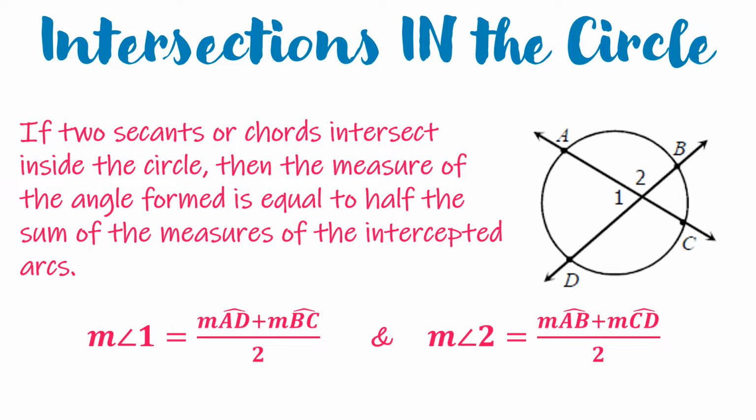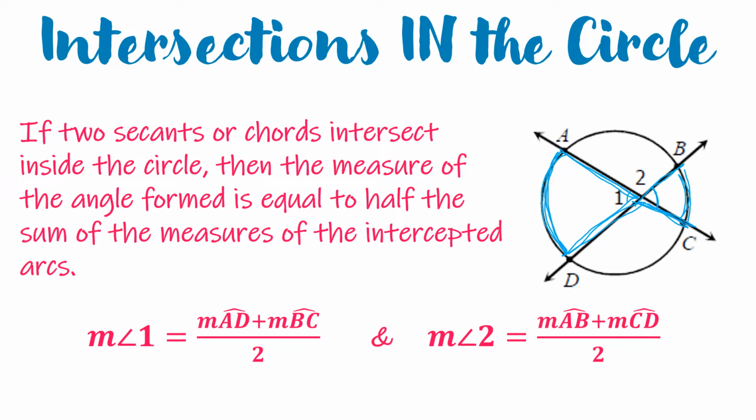So if you're looking at angle 1, it intercepts arc AD. Here's angle 1, the arc that's in between the endpoints of the angle is AD. But because of vertical angles, this angle that doesn't have a name is going to be congruent to angle 1, and its intercepted arc is BC. So to find the measure of angle 1, you are going to add the measures of arc AD and BC, and then divide by 2.